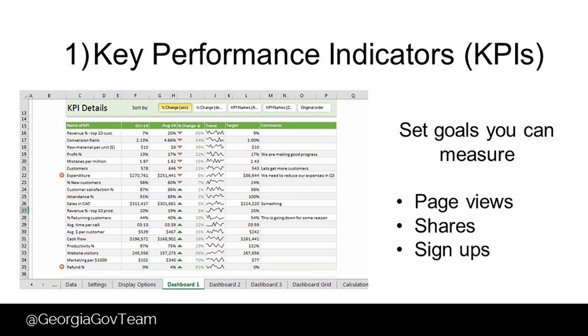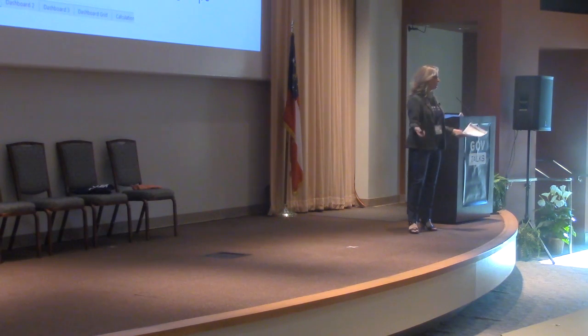Key performance indicators. KPIs. This is businessy, corporate, private sector sort of talk. I mean, I'm sure you guys have KPIs, right? KPIs? These are basically a way to measure how you're performing. They're basically goals. Page views, shares, signups. In many of your cases, less phone calls to the call center, web forms, contact forms, maybe. These are all indicators of if your site is performing or not.